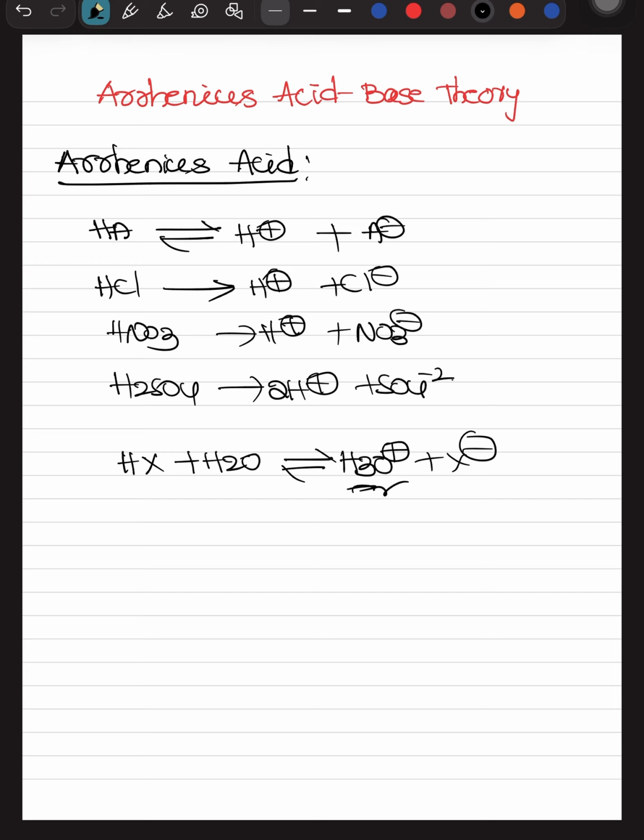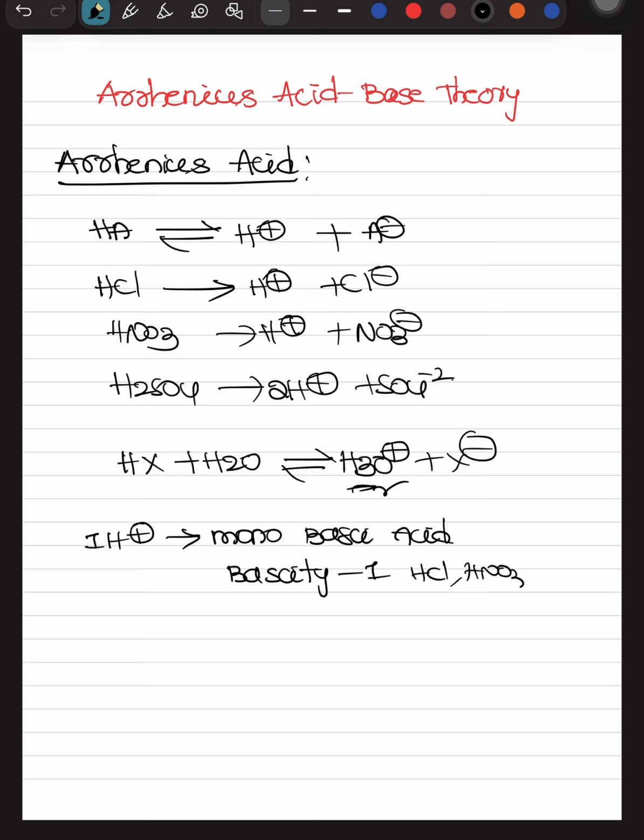Some acids give only one H plus ion. This type of acid is called a monobasic acid. That property is called basicity. It gives 1 H plus ion, that's why basicity is 1. Examples are HCl and HNO3. If it releases 2 H plus ions in water, that is called a dibasic acid. So its basicity will be 2.